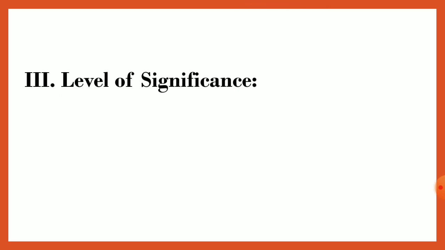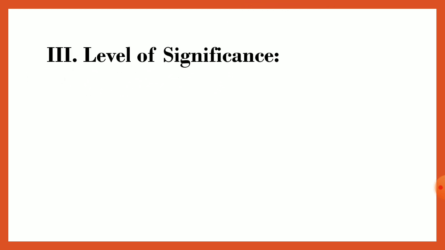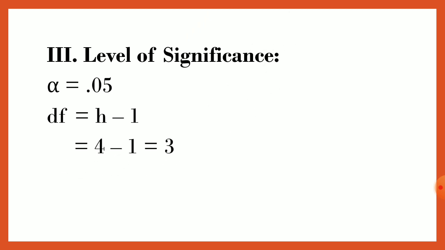Then, we have the level of significance. Alpha is equal to 0.05. The degree of freedom is equal to h minus 1. So, h here is the number of samples. So, from the example, we have 4 types of nuts. Therefore, that is 4 minus 1, which is equal to 3.